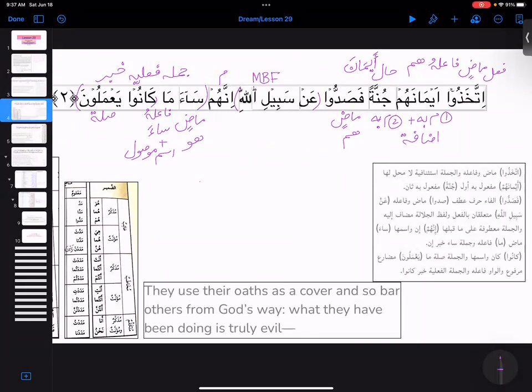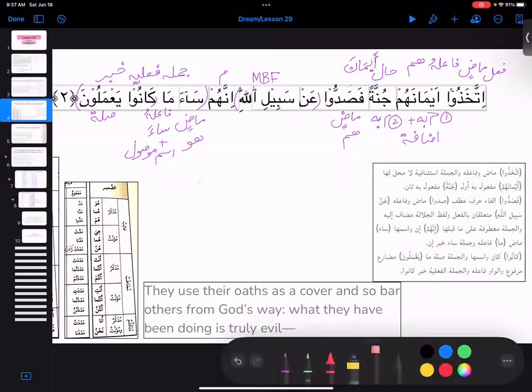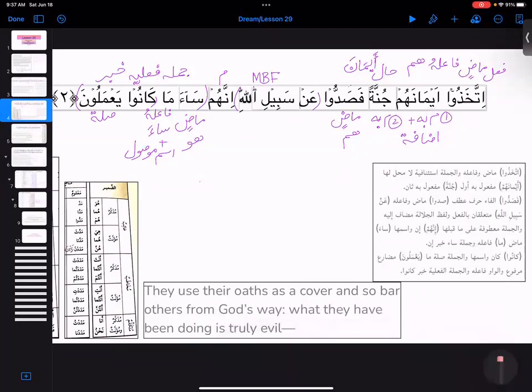The i'rab book also said that junnatan can also be the hal of aymanahum, because they took their oath as what? As a shield, right? So this is the hal of their oath. Their oath does not have any sincerity in it, right? Rather, they were taking these oaths just as a shield to pretend that they are Muslim, but actually these oaths were not truthful oaths.